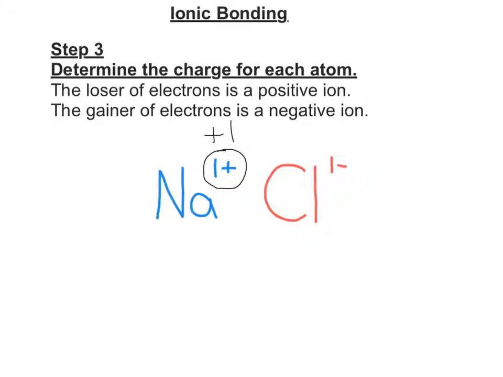Write it like that as well. The gainer of electrons is a negative ion. In this example, we only have 1 atom of sodium and 1 atom of chlorine. In other examples, you can have multiple atoms. So remember, it's the charge per atom.